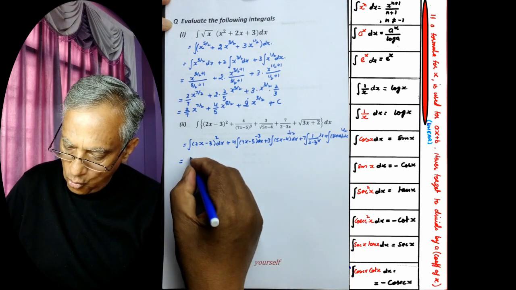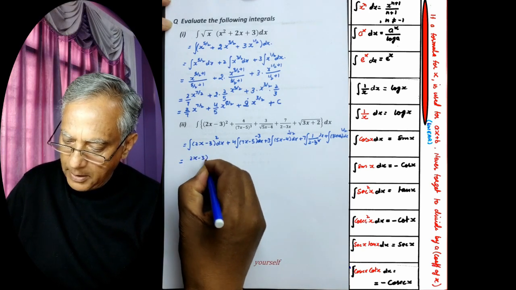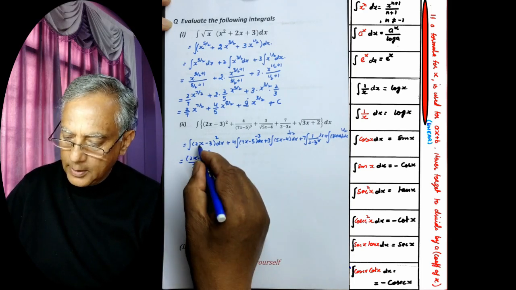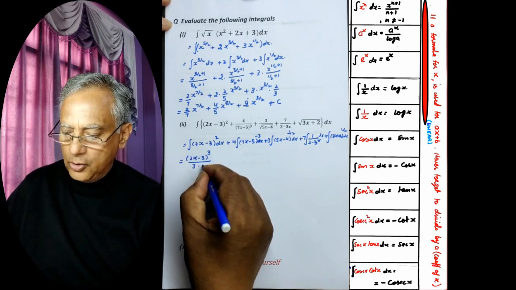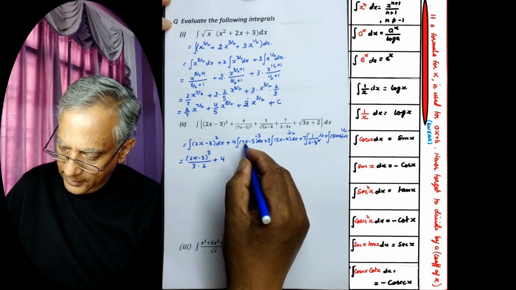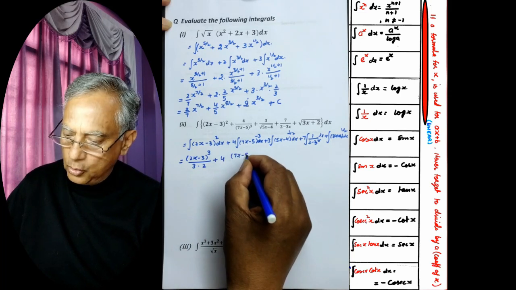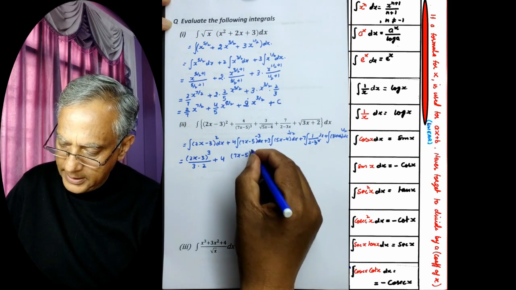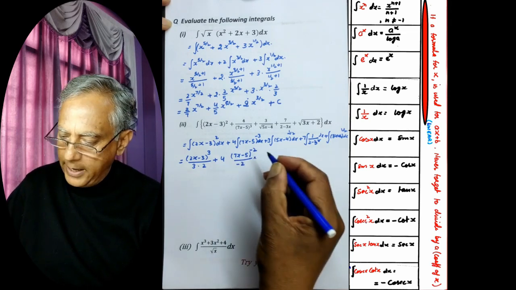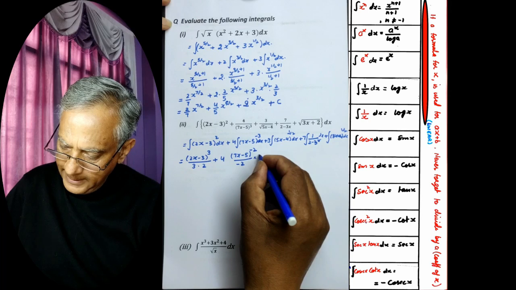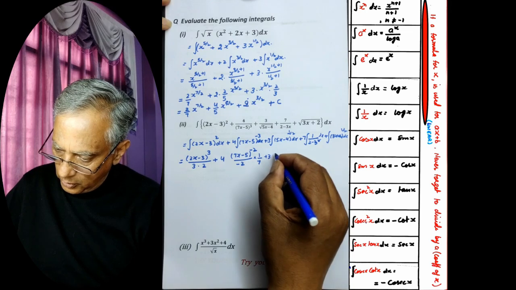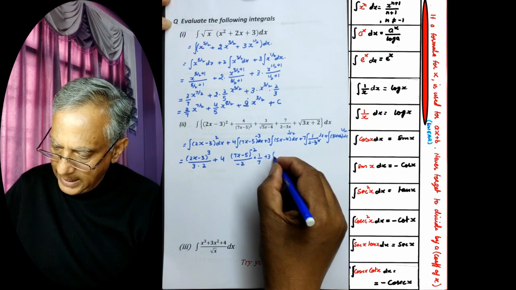So this will be 2x minus 3 to the power of 2 plus 1 is 3 over 3 into divide by the coefficient of x, that is 2, plus 4 into 7x minus 5 to the power of minus 3 plus 1. Minus 3 plus 1 is minus 2 divided by minus 2 into divide by the coefficient of x, that is 1 by 7 plus 3 into, now integration of this will be 5x minus 4.